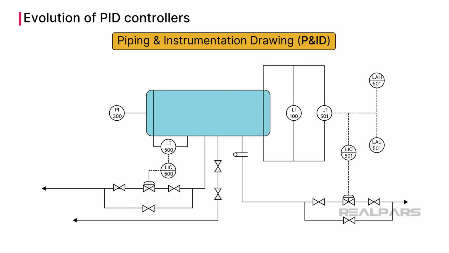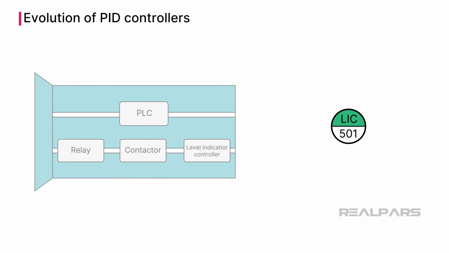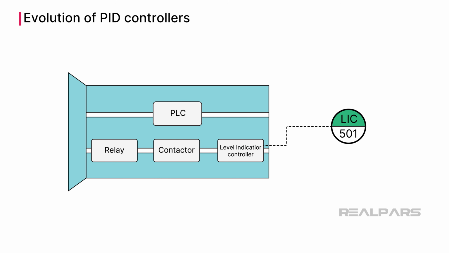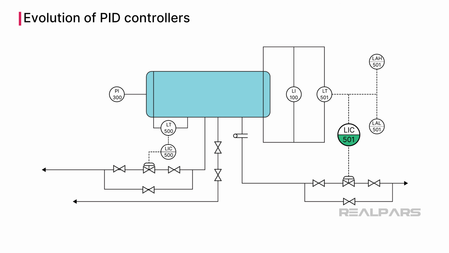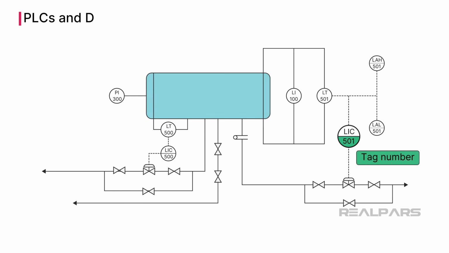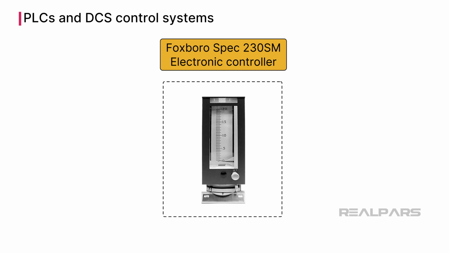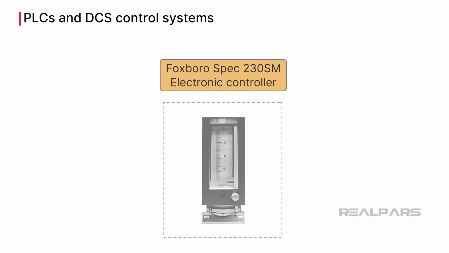A piping and instrumentation drawing, also known as P and ID, shows how equipment, valves, and instruments are connected in a process. A discrete standalone level indicating controller, or LIC, located on a control panel and accessible by an operator, is displayed using a circle with a device tag number printed inside. Single-station controllers have all but disappeared from industry.